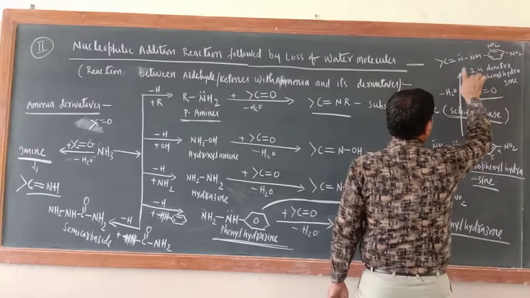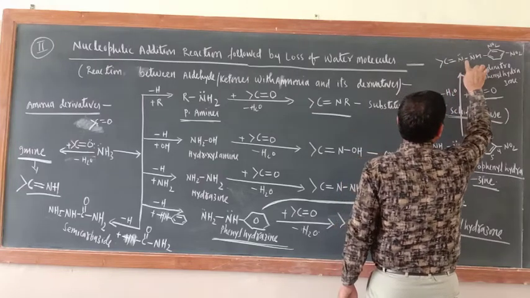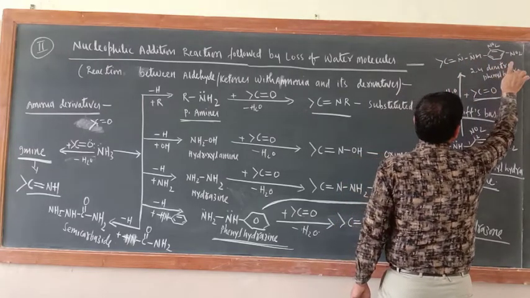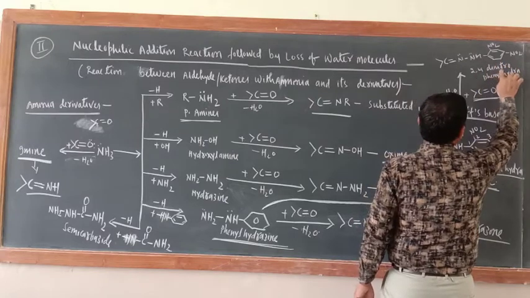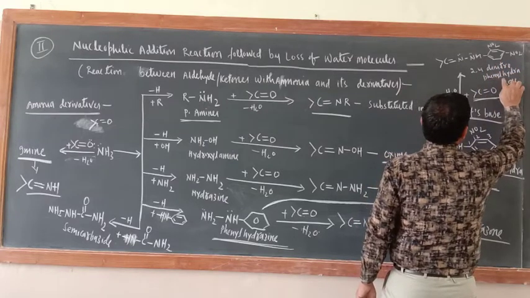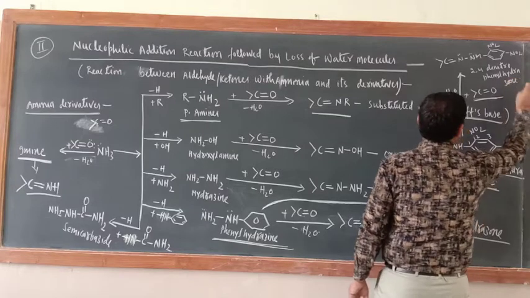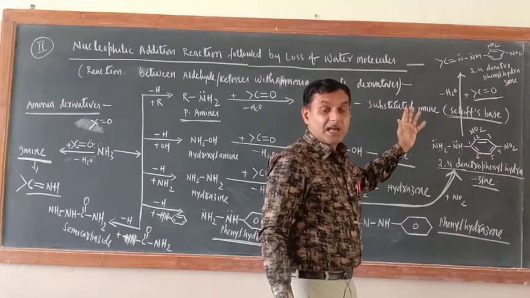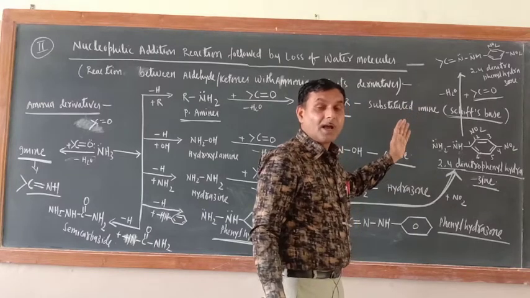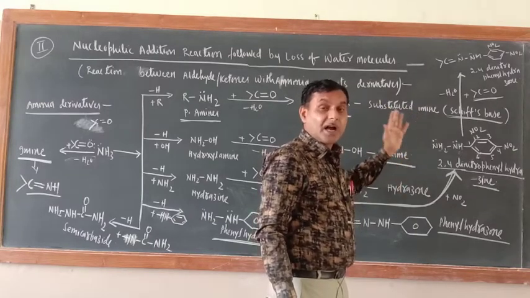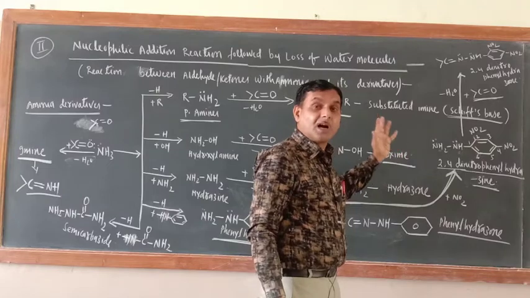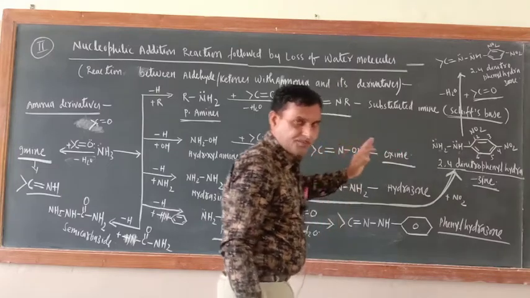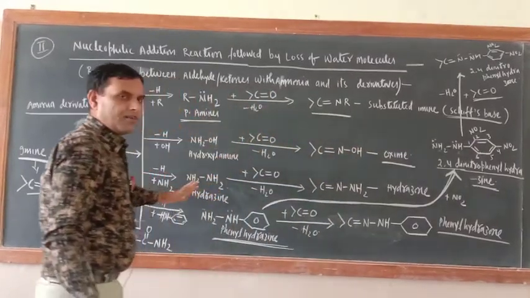And what would be the name of the product? C double bond N, NH, NO2 and benzene ring. 2,4-dinitrophenyl hydrazone. Okay, and they are orange or red colored crystalline compounds, and they are used for characterization and identification of aldehydes and ketones. Okay, so these are the names of ammonia derivatives.